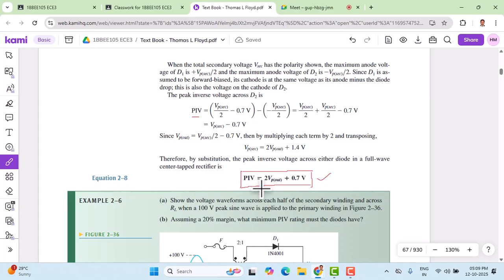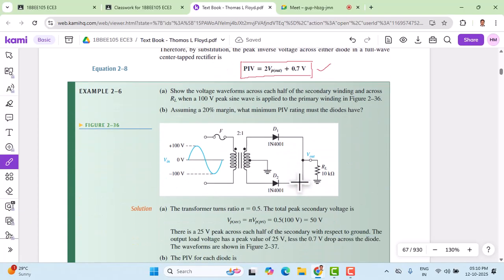Peak inverse voltage is one of the important parameters of the full wave rectifier and even the half wave rectifier. We should know how much voltage the diode can withstand during reverse bias. So that's very important. Without going to the bridge rectifier, if you look at just a full wave rectifier with the center tap, this is going to be the formula: 2 times peak output voltage plus 0.7 volt drop.